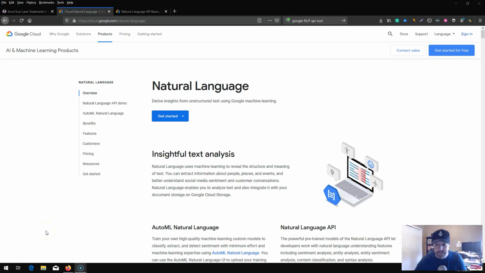Hello, fellow SEOs. It's Crystalbat here from SEObank.ca, and I have spent the last few days just educating myself on Google Cloud's new natural language API, and I wanted to share some insights with you on what the tool is and what it's all about.